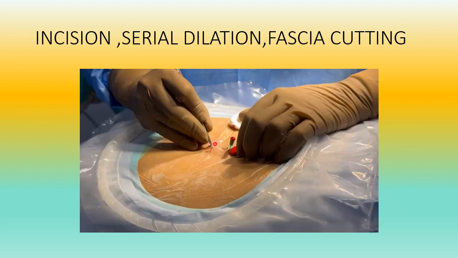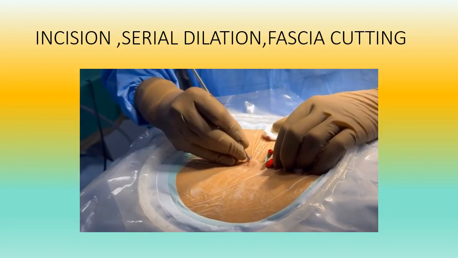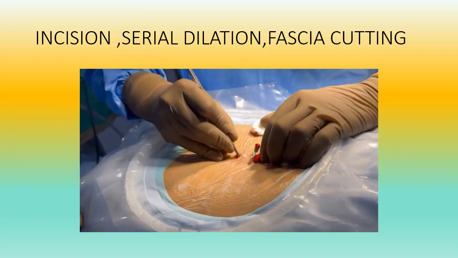So this is the instrument port side, and it should be in the line of discectomy. If you are planning for discectomy, it should be in the line of the disc, and it is wider. First we make the instrument port. This is the incision, and after incising, we cut the fascia.